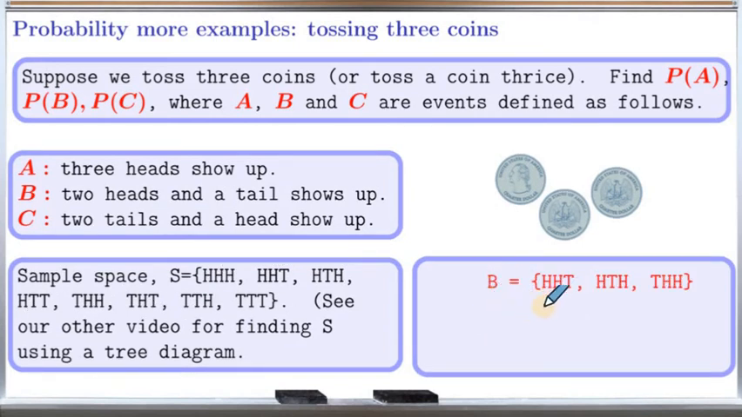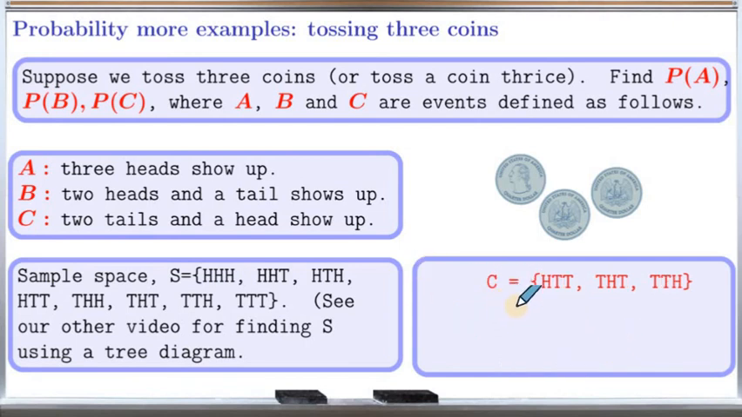So our event B contains head, head, tail, head, tail, head, and tail, head, head. Because event B is possibilities that 2 heads and a tail shows up. So we have a formula of probability of B, which is size of B over size of sample space. So our size of B is 3 and our size of sample space is 8. That's why our probability of B is 3 over 8.